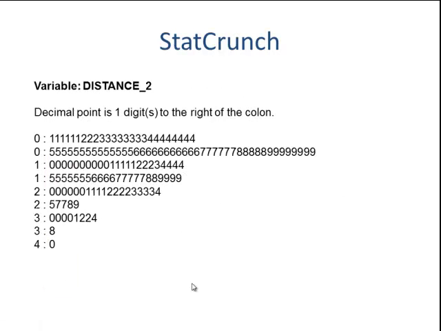Okay, this is what a stem and leaf would look like in StatCrunch. And again, it just tells us the decimal point is 1 digit to the right of the colon. So normally this value is 10 times larger than this value. Okay, now again, what's nice about this is what the histogram would look like.